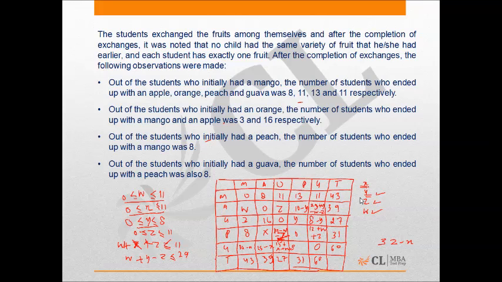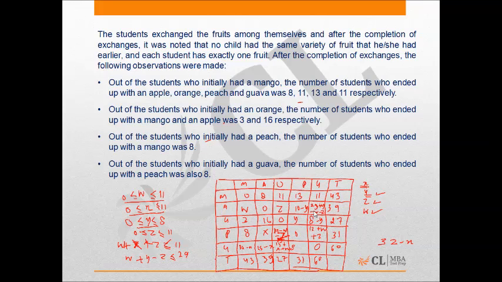In the table, X is the number of students who initially had peach now have apple. Y is the number of students who initially had guava now have peach. Z is the number of students who initially had apple now have oranges, and W is the number of students who initially had apple and now have mango.